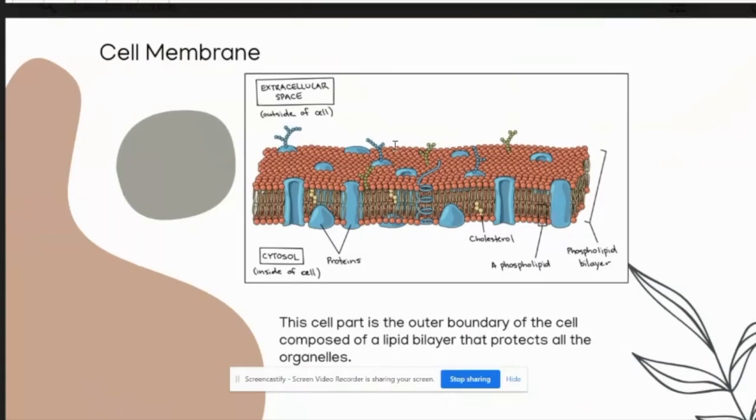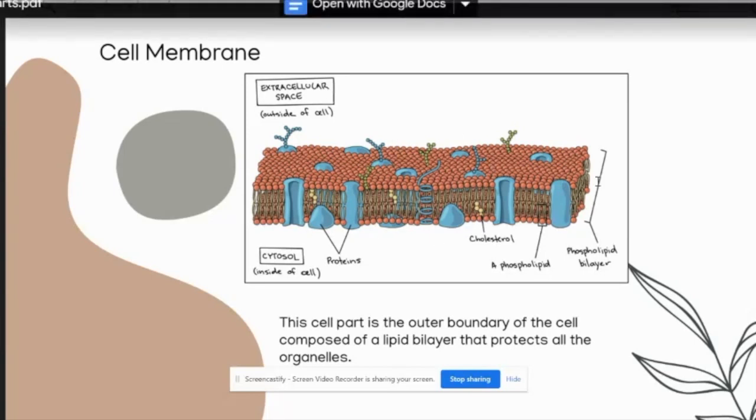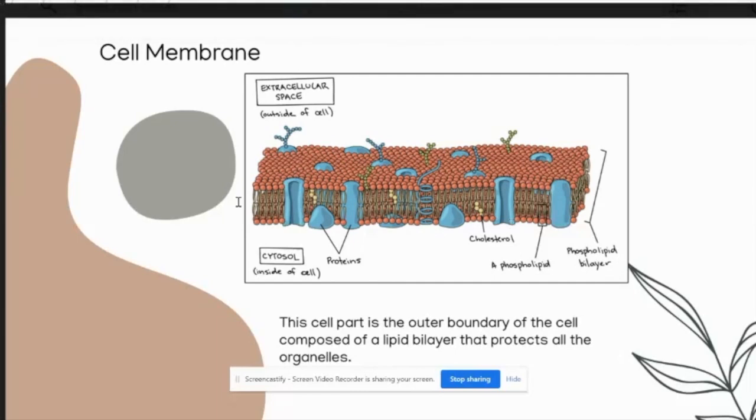So, a cell membrane is the outer boundary of the cell, composed of a lipid bilayer that protects all the organelles inside the cell. So, this is an image of a detailed description of a cell membrane, and it has very different types of proteins, cholesterol, and lipids to protect the organelles.